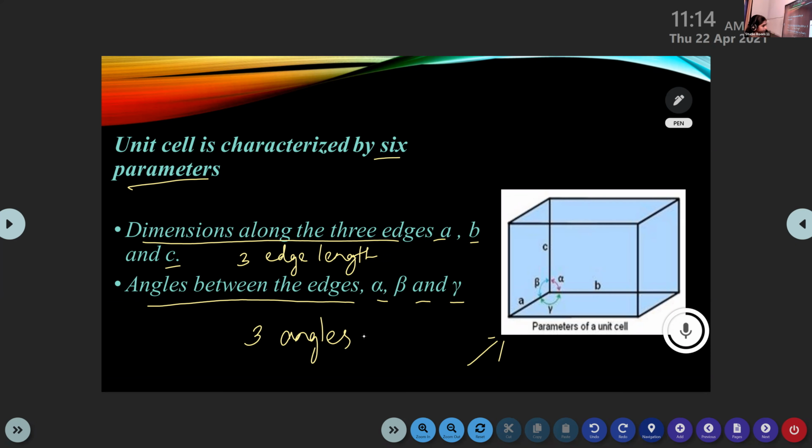Ma'am, the angles will always be 90 degrees, right? Yeah, in the case of a cube, it is 90 degrees. But in the case of other unit cells, it's different. Not only the cube is considered as a unit cell. We can discuss it in the next classes, the different types of unit cells. Clear?